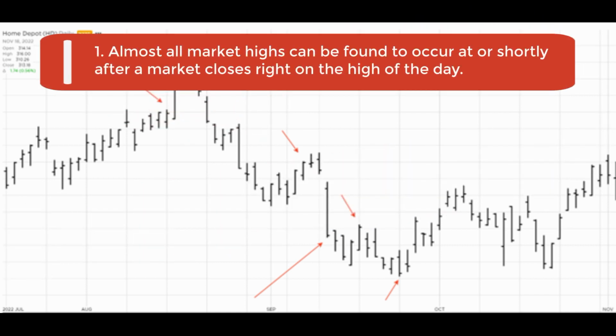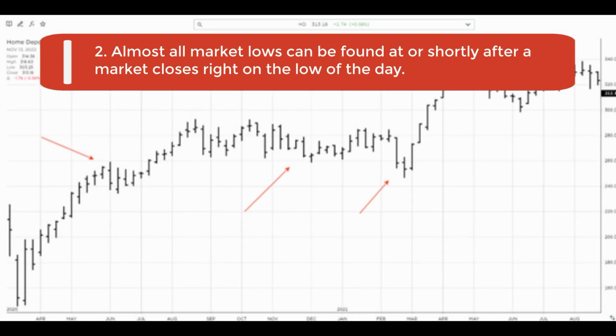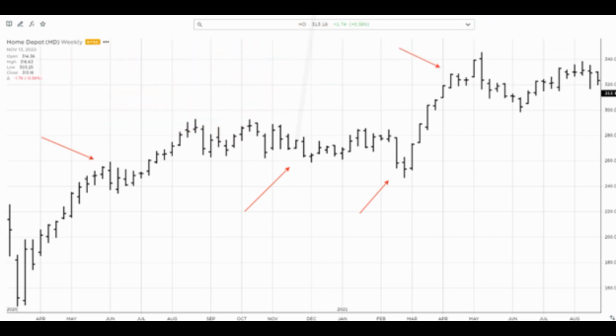One: almost all market highs can be found to occur at or shortly after a market closes right on the high of the day. Two: almost all market lows can be found at or shortly after a market closes right on the low of the day. Watch the continuation in the next video.